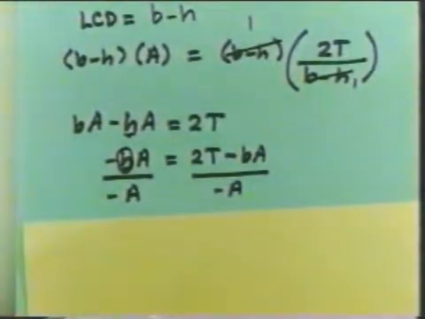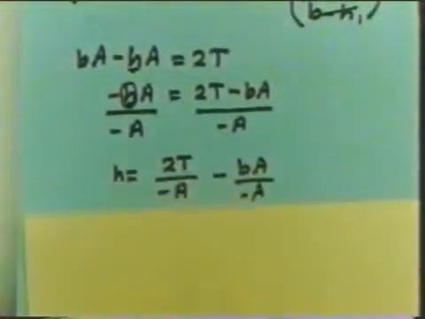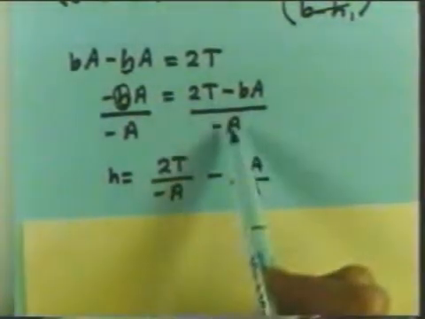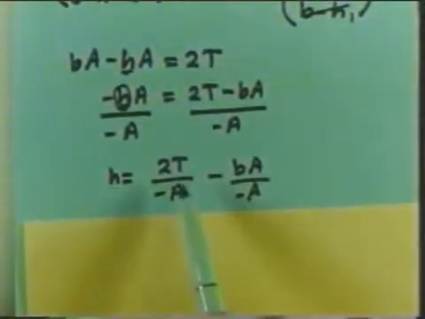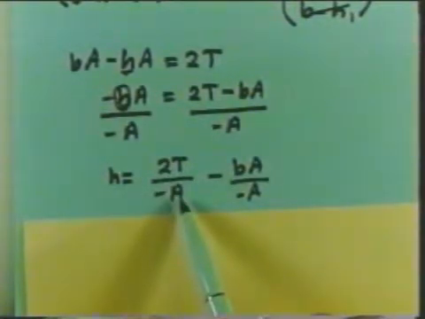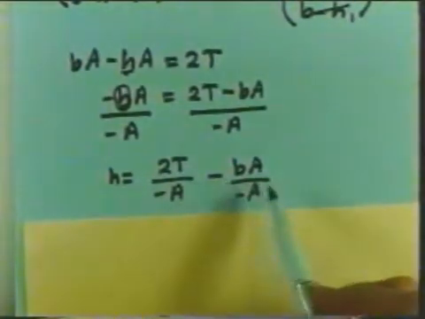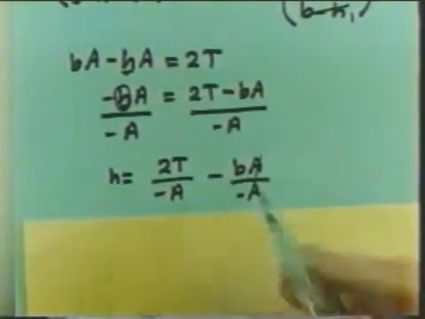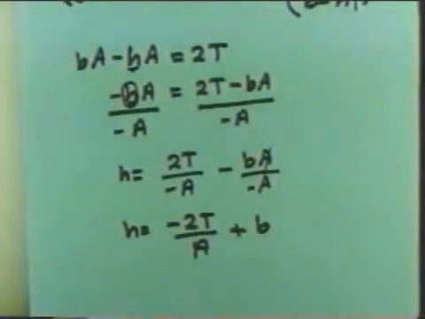That's one form of the answer, but we prefer to decompose this fraction, split the fraction into two separate fractions. 2t over opposite of a, subtract ba over the opposite of a, and reduce whenever we can. 2t over opposite of a, nothing reduces, but we do prefer to have the minus sign in the numerator. Minus ba over minus a, the a's will cancel, leaving minus opposite of b, which will be plus b. This gives us h equals negative 2t over a, add b.